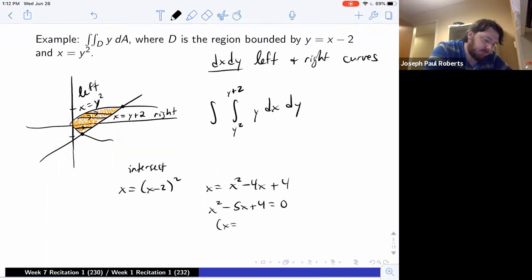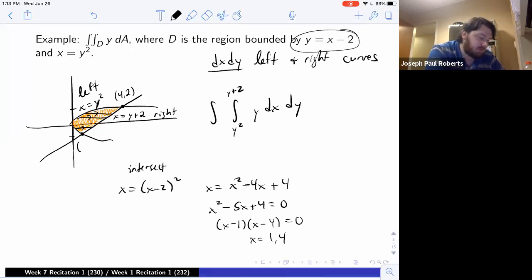So (x minus 1)(x minus 4) equals 0. So x equals 1 or 4. And so, okay, this must be then, if x is y squared, this is the point (4, 2). And then this is the point, so y is plus or minus square root of x. We figured out, yeah, if y is x minus 2, this is the point (1, -1). Yeah, so those are our two intersection points.